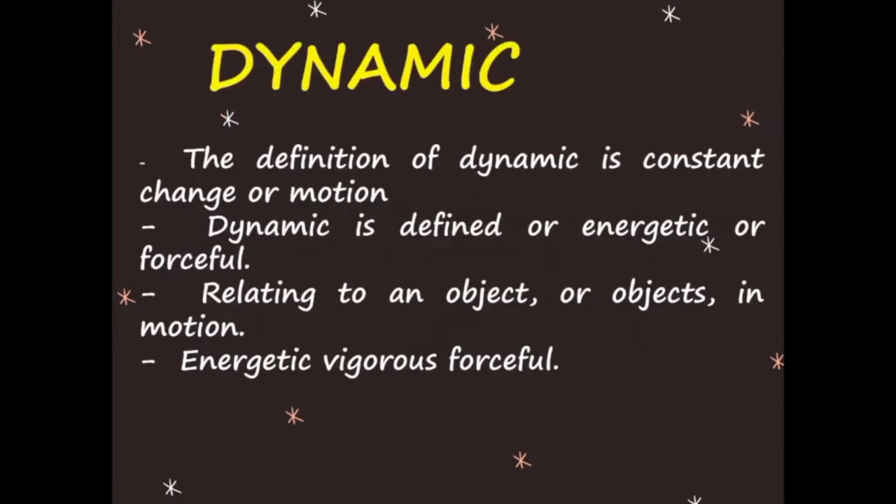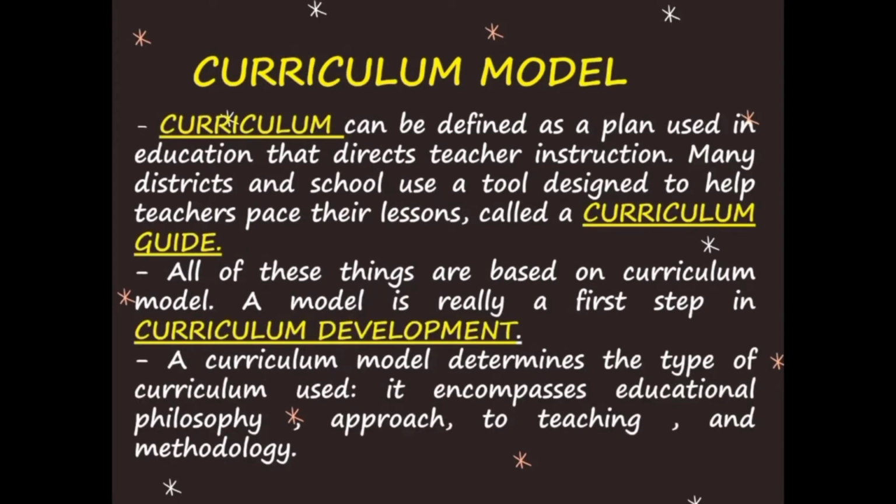What is dynamic? The definition of dynamic is constant change or motion. Dynamic is defined as energetic or forceful, relating to an object or objects in motion. Energetic, vigorous, forceful. And what is a curriculum model?